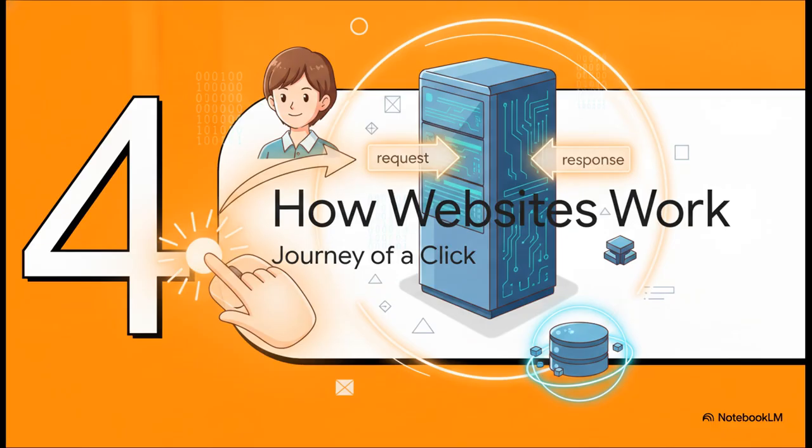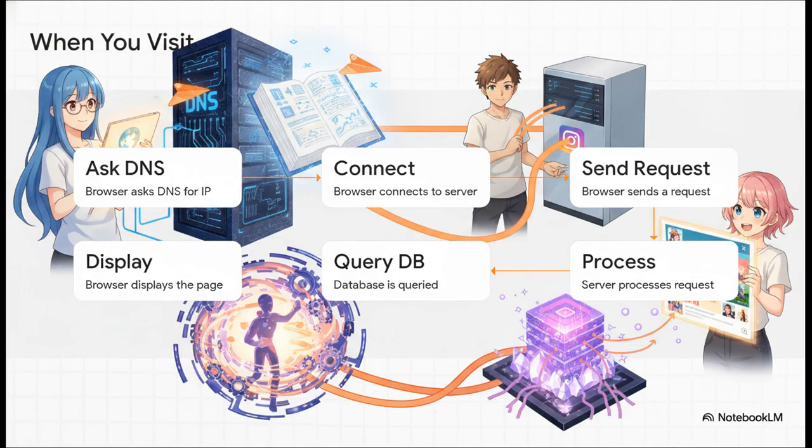The journey of a single click. This is where all those puzzle pieces we just learned about, the client, the server, the database, requests, and responses, finally come together. Let's walk through the complete mechanical flow when you type a URL, like Instagram.com, right into your browser. First, your browser asks a DNS for the IP address. Armed with that, it connects directly to the server to send its request.